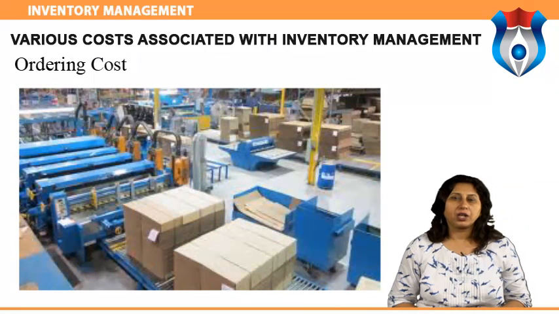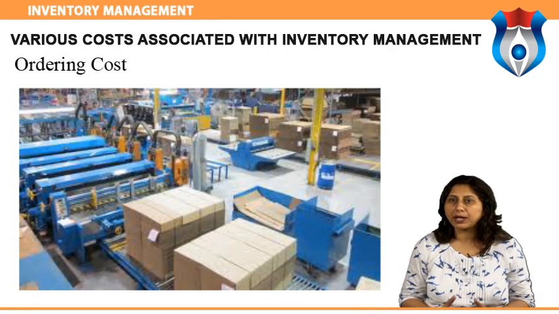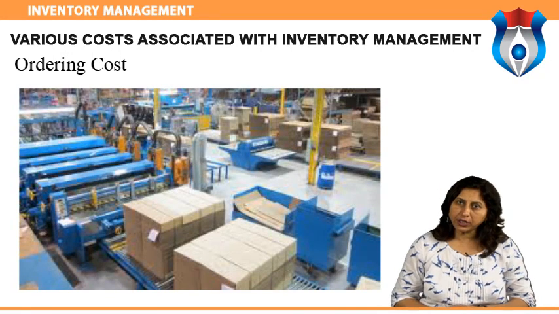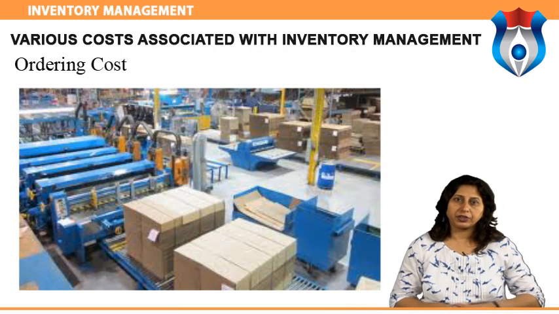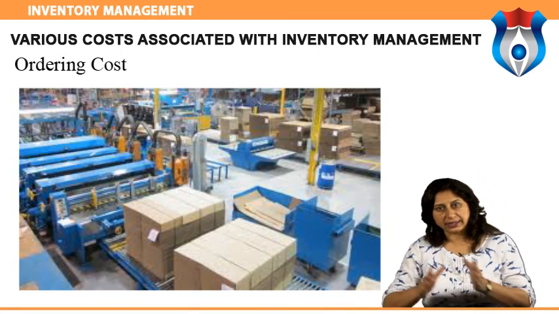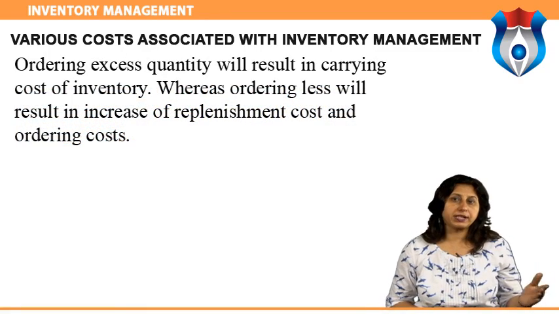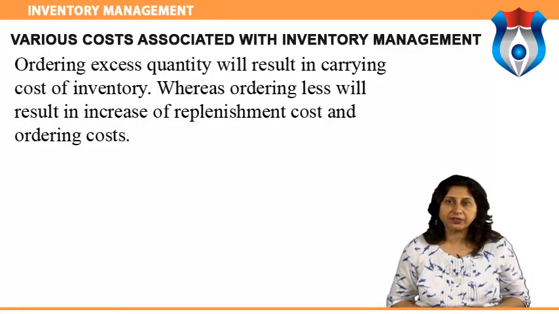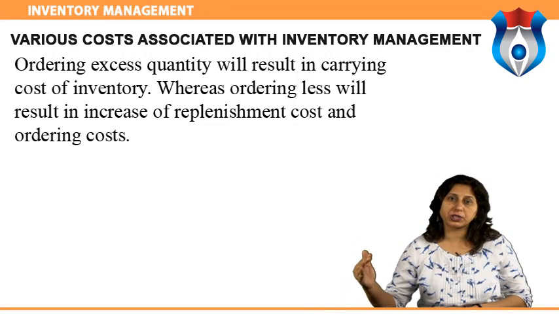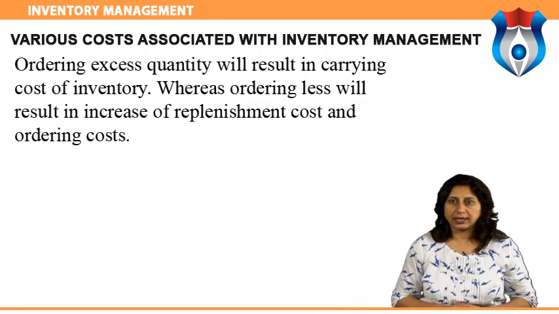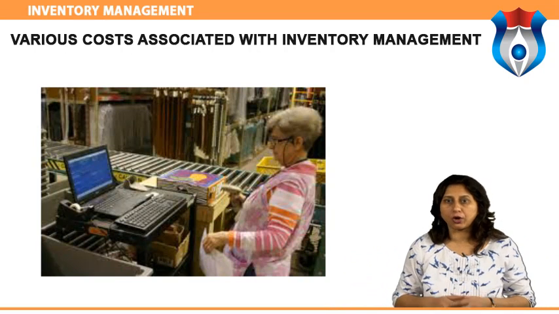Ordering cost. Cost of procurement and inbound logistics costs form a part of ordering cost. Ordering cost is dependent and varies based on 2 factors: the cost of ordering excess and the cost of ordering too less. Ordering excess quantity will result in carrying cost of inventory, whereas ordering less will result in an increase of replenishment cost and ordering costs.